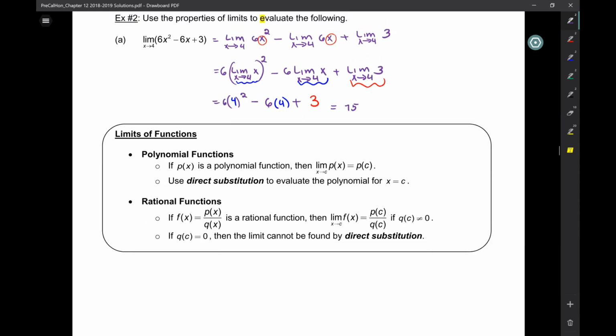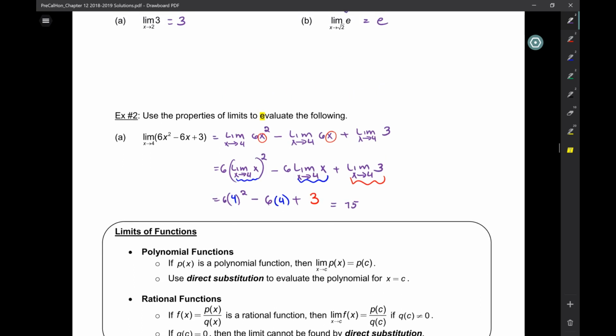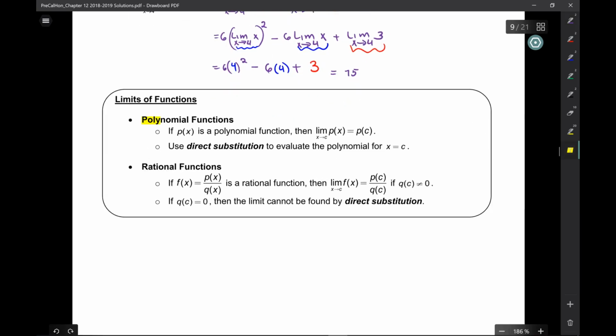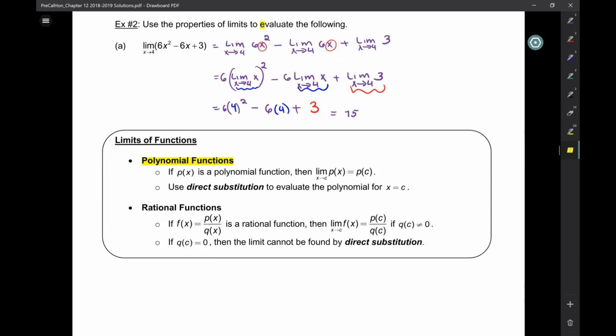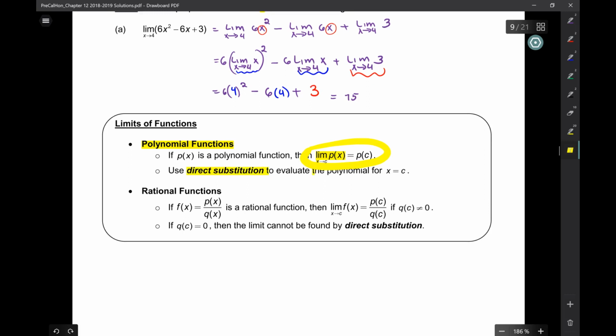All right? Okay? So now, what type of function is this? This is a polynomial function here: 6x squared minus 6x plus 3. Okay. If you have a polynomial function, good news, you don't have to do this every single time. If you have a polynomial function, then the limit is just P of c. What does that mean? That means to find the limit, I don't have to do this. All I have to do is plug in 4 into there. That's it. Okay? In essence, that's what it tells me. So basically, use direct substitution to evaluate the polynomial. And that's what we're going to do.